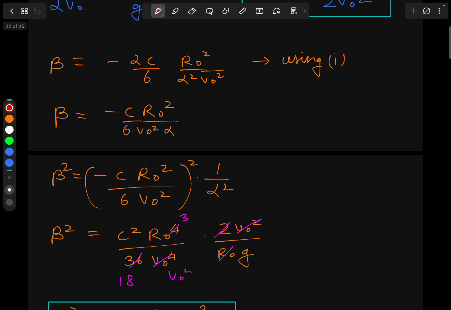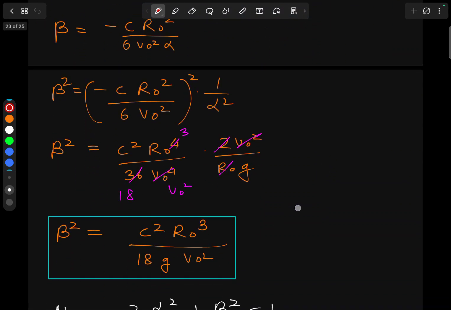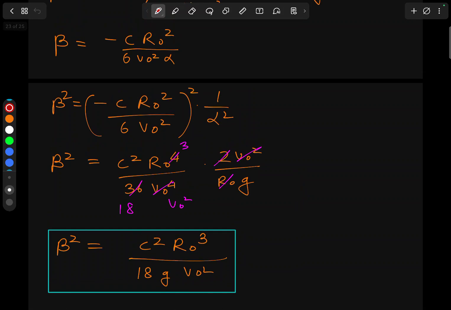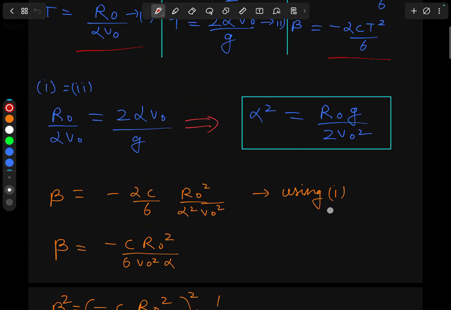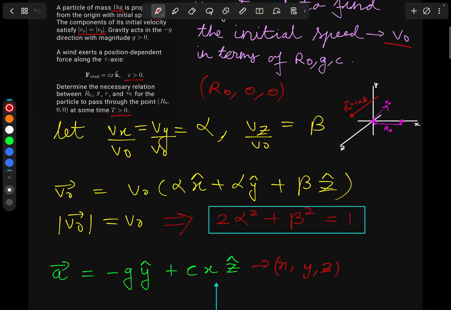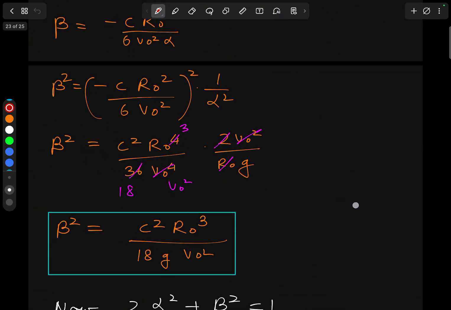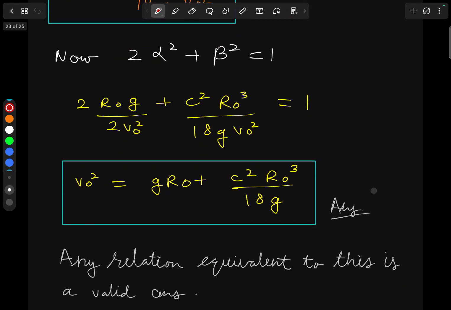The moment I square it up, I put in the value of alpha square from here, and what I get is beta square equals c square times r naught cube divided by 18g times v naught square. Right, now simple, I've got alpha square and I've got beta square, and I can just plug them into my equation that 2 alpha square plus beta square is equal to 1. The moment I do that, the necessary relation simply pops out, and any relation that is equivalent to this relation will be a valid answer.